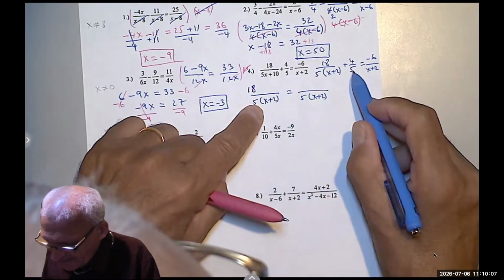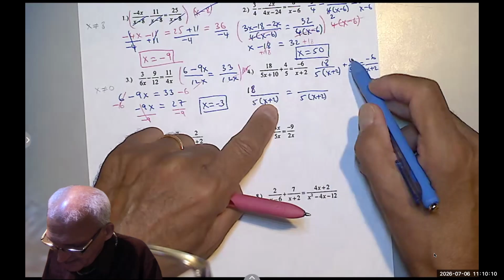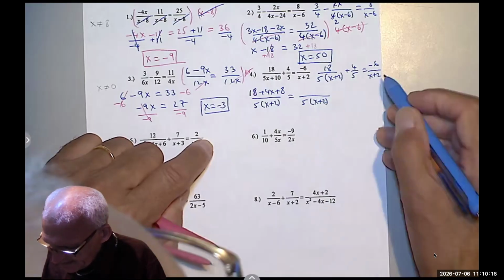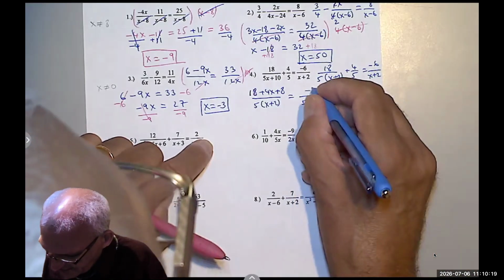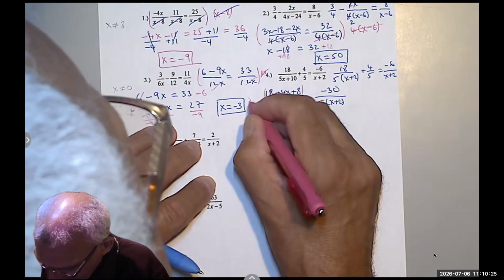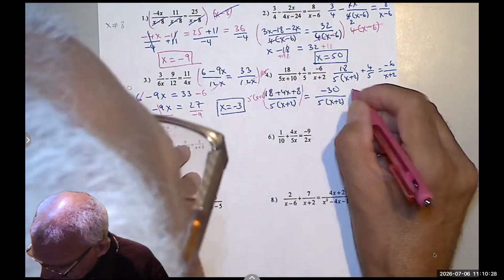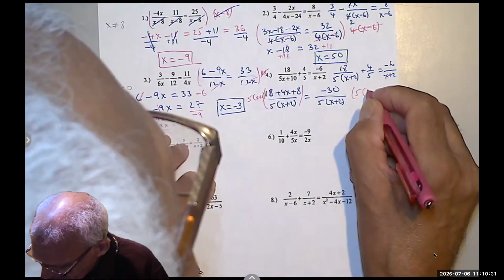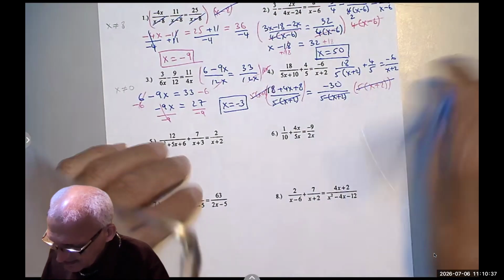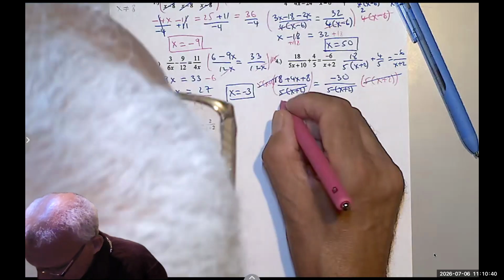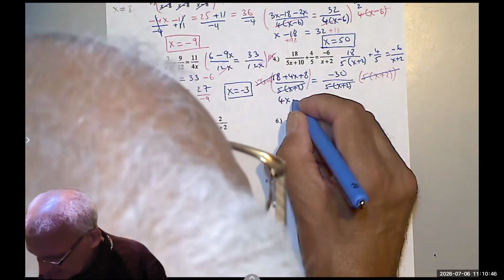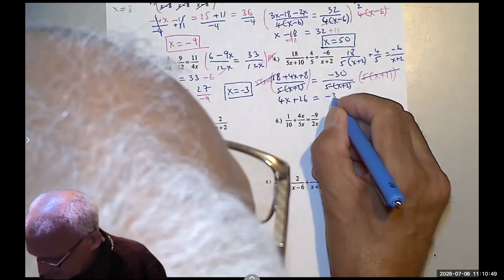When I divide this by 5, I get x plus 2 times 4, which is 4x plus 8. So plus 4x plus 8. And when I divide this by that, I get 5 times negative 6, which is negative 30. Like I said, I'm going to multiply this by 5 times x plus 2, and that by 5 times x plus 2. So these cancel, those cancel, and I combine like terms. I have 4x plus 26 equals negative 30.